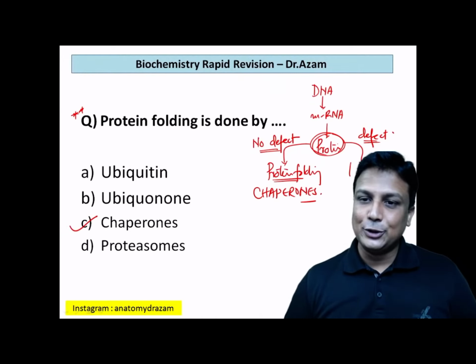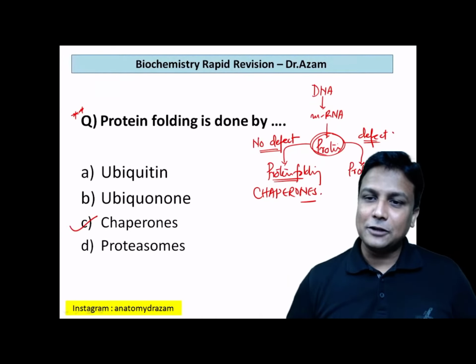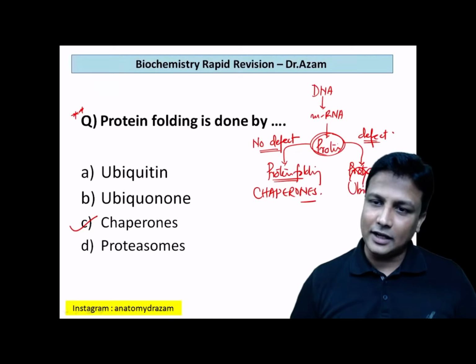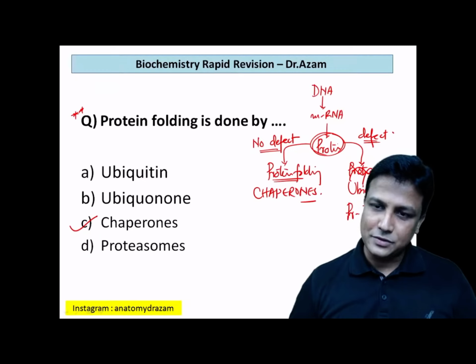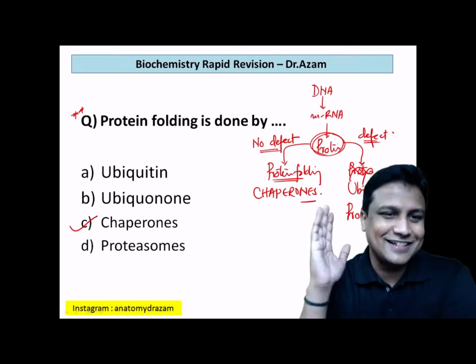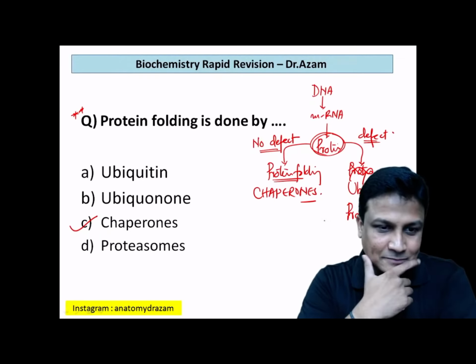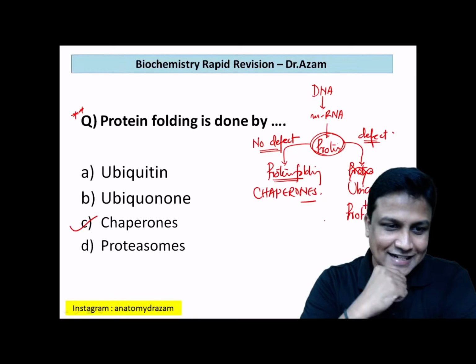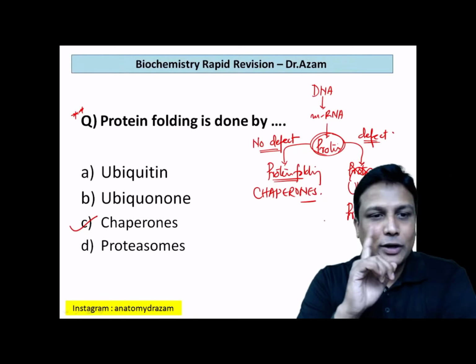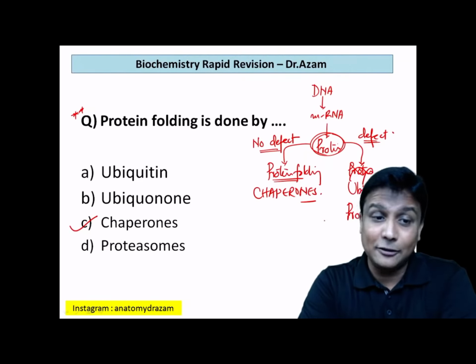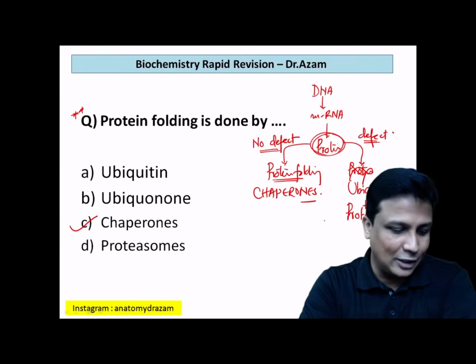If there is a defect, we are going to break down that defective protein with the help of 2 substances: ubiquitin along with proteasomes. Ubiquitin and proteasomes are the ones which break down the defective protein. The same question was asked in the exam in 2020 also, it seems. So remember, protein folding is done by chaperones, whereas a defective protein is broken down with the help of ubiquitin and the proteasomes.